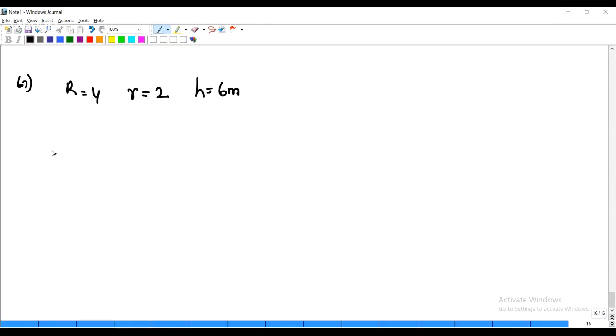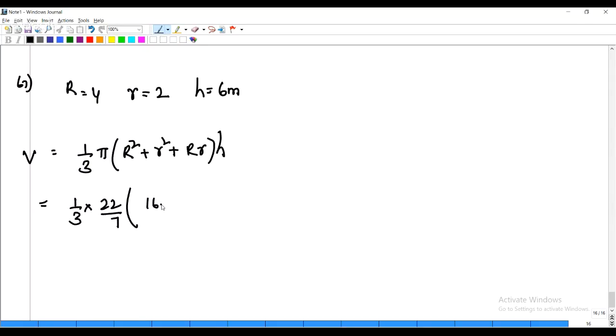So I would simply say it is 1 by 3 pi times R square plus small r square plus capital R into small r, into h. This is the volume of the frustum. 1 by 3 into 22 by 7. R square is 16, small r square is 4, plus R into r, which is 8, into 6. 3 ones are 3, 3 twos are 6, 22 into this 28, which is nothing but 4 into 8. 22 into 8 is 176 meters cube.